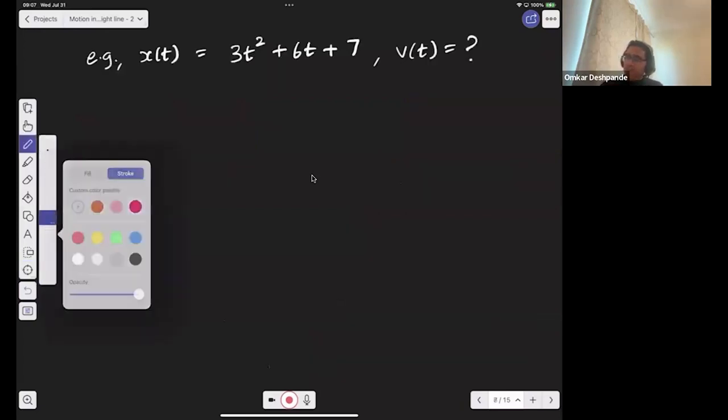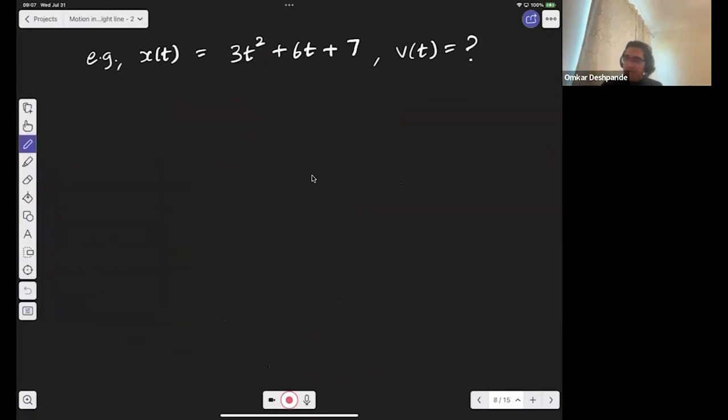Now, suppose I know how to take the derivative of t to the power something. How do I take the derivative of, let's say, 3 times t to the power something? Let's say 3t square. I'm just picking the first part of this. What if my function was just 3 times t square? I know that the derivative of t square is 2t. So what is the derivative of 3 times t square? Or in general, what is the derivative of any constant c times t square?